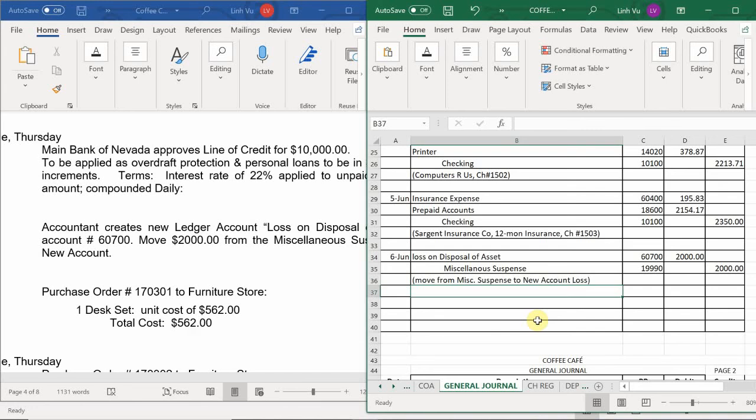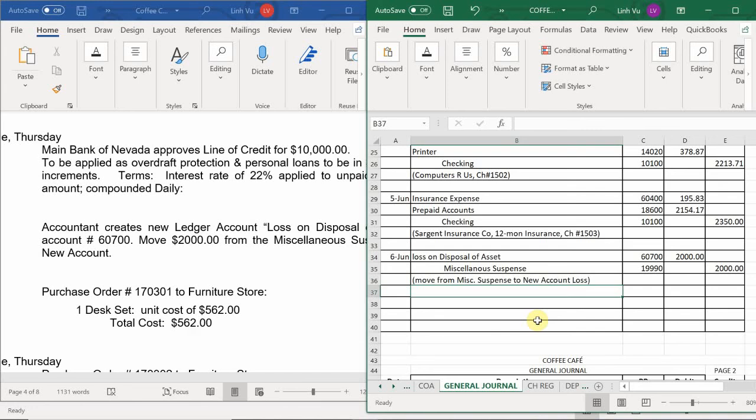right? But now that I finally created a new account for it, that's actually reflecting what it truly is, right? That I lost money for disposing an asset, to get rid of an asset. So I had a loss on it. So in this case, I created an account and I need to move it from one account to another.